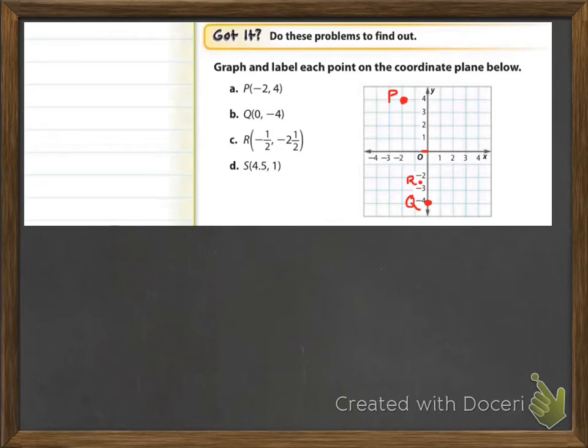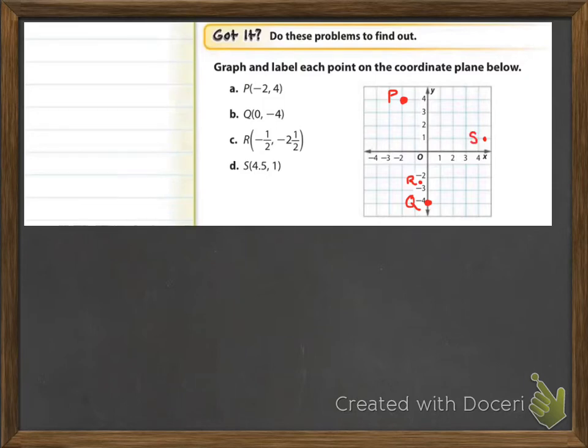Okay, now you want to go ahead and take a look at 4.5 and 1. So we're going to go over to the right 4.5, which would bring us all the way to right about here. And then it says to go up 1. So we're going to go right here. Now remember, it can't be completely on that right or left line because it's a 4.5, not 4. And then the last thing we need to do is label that point, and that point is going to be S.